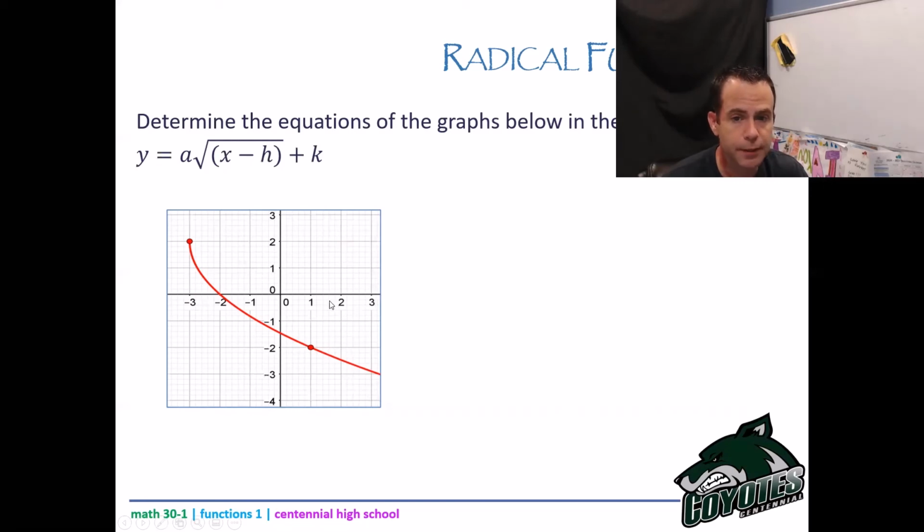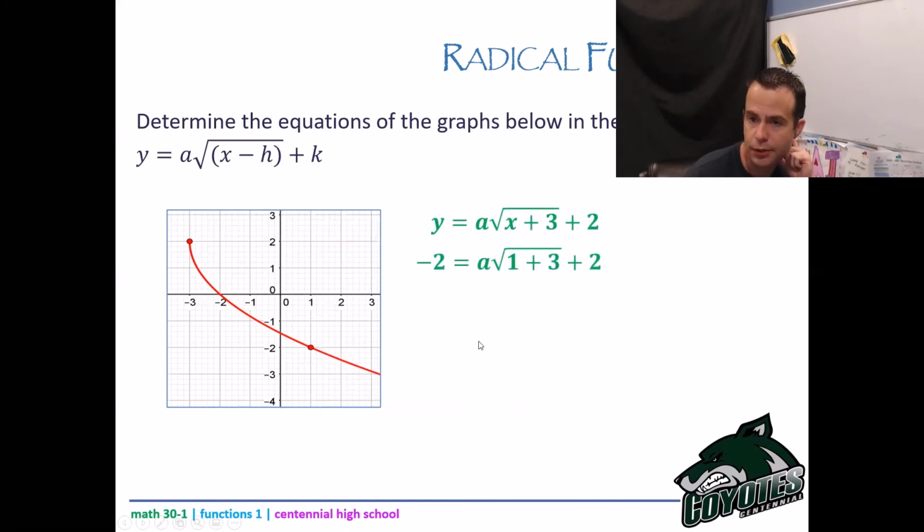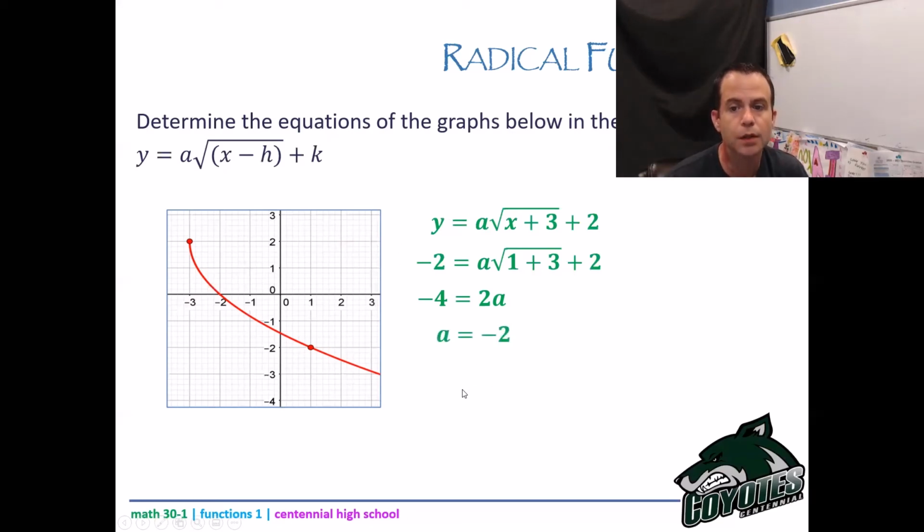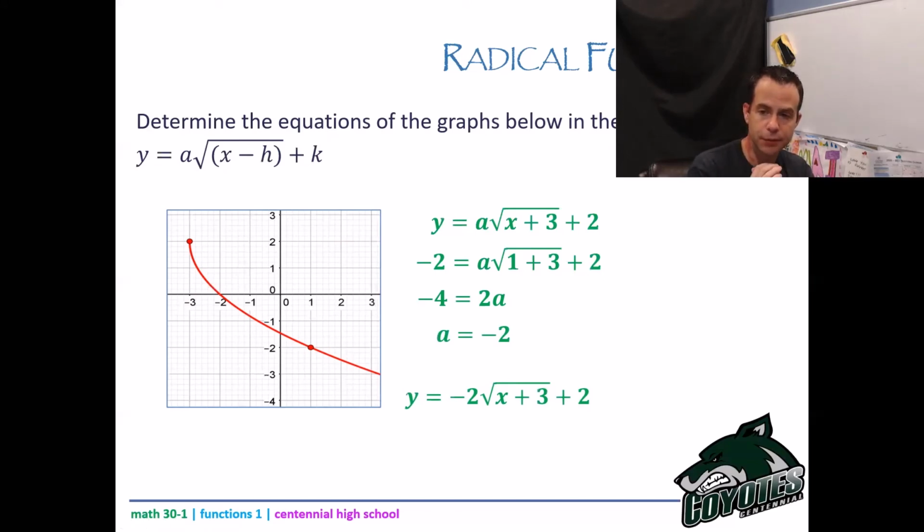This time my friendly point is 1, -2. So I'm going to plug all that information in here. I've got 1 plus 3 again, which is root of 4. Root of 4 is 2, so I'm looking at negative. I also brought my 2 over there. So -4 equals 2a, and when I divide by 2, I get a equals -2. So the equation for this one will be, x and y come back in, and then you need to tell me what a, h, and k are. So y equals -2 root of x plus 3, and then plus 2.